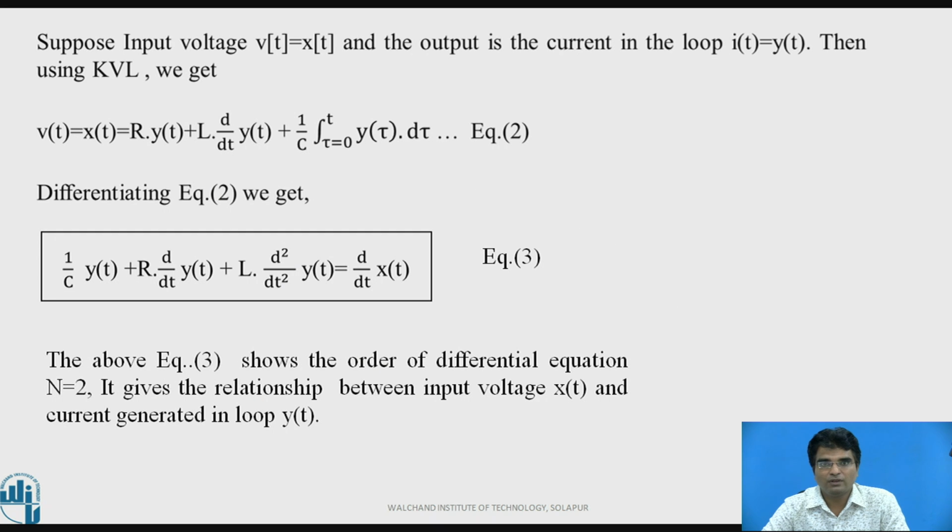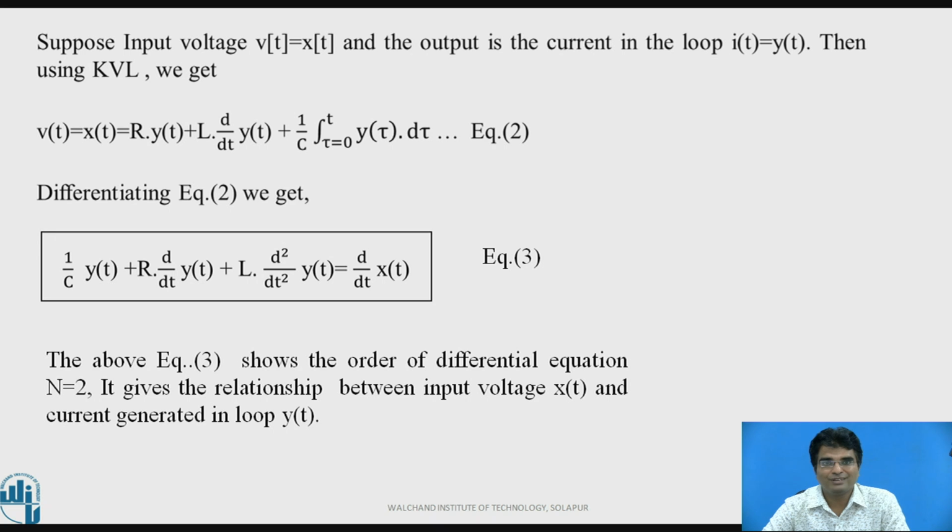Suppose the input voltage v of t equals x of t and the output is the current in the loop, i of t equals y of t. Then using KVL we get v of t equals x of t equals R into y of t plus L into d by dt y of t plus 1 by C integral from tau equals 0 to t of y of tau d tau, which is given by equation 2.